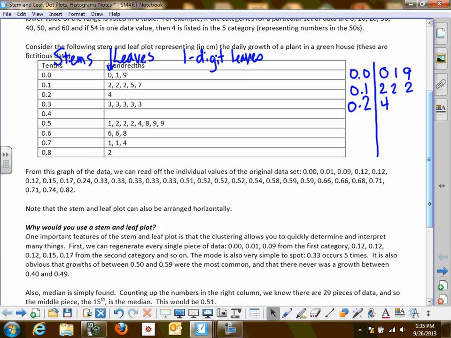The 15th number. The 15th number, so then I can go 1, 2, 3, 4, 5, 6, 7, 8, 9, 10, 11, 12, 13, 14, 15. So what number is the median? 0.51 is the median. Okay, you can use that same technique for the Q1 and the Q3.